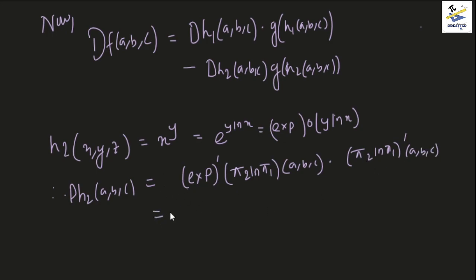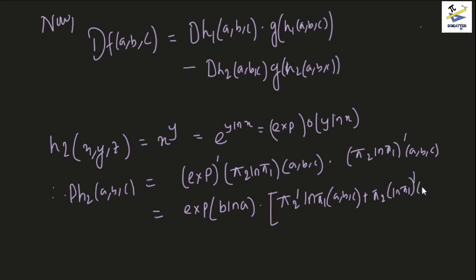would give us the derivative of the exponential function, which is basically the exponential itself, so that is not a problem. This becomes exponential of b log a. Now this derivative would be pi 2 prime into ln of pi 1 at the point abc plus pi 2 into ln of pi 1 prime at the point abc, right?